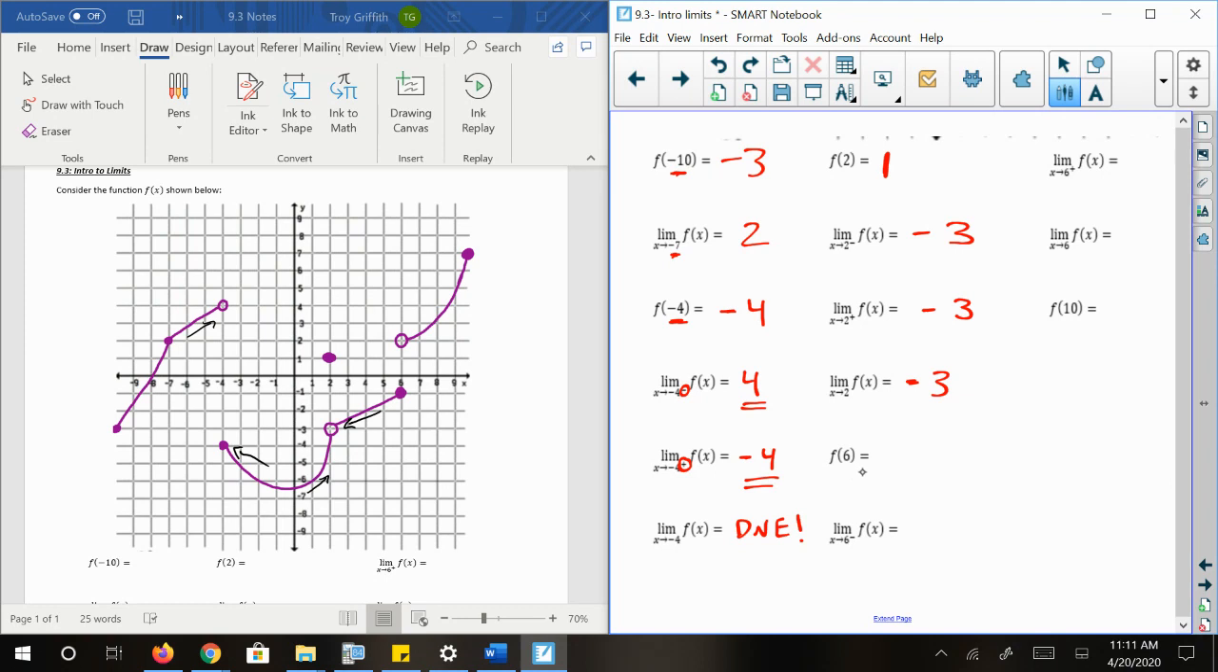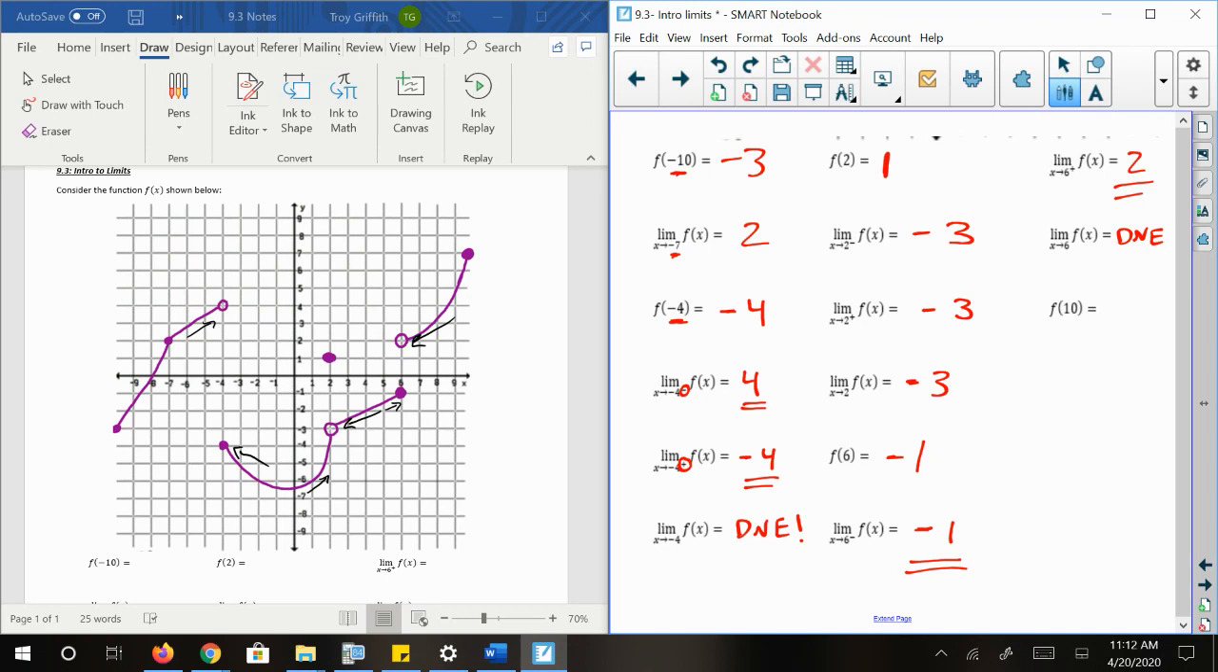All right, next one, f of 6. Go over here to 6. Open circle, closed circle, got to take the closed circle, so I get negative 1. As we approach 6 from the negative side, I approach a y value of negative 1. But the next question says, what happens when I approach 6 from the positive side? As I approach from the positive side, I'm approaching a y value of 2. So then if I ask the question, does the limit as x approaches 6 exist? Once again, left side, right side don't match. Therefore, the limit does not exist.